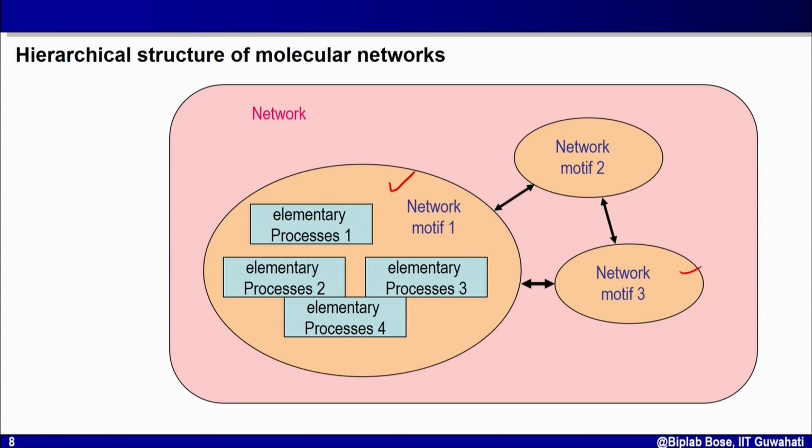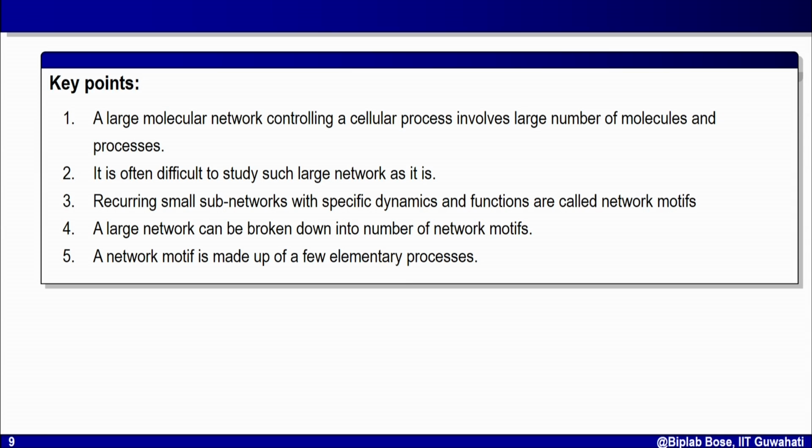So let us come to the key points that we discussed today. A large molecular network controlling a cellular process involves a large number of molecules and processes. It is often difficult to study such a large network as it is, whether you do it experimentally or mathematically. Interestingly, there are recurring small subnetworks, which we call network motifs, with specific dynamics and functions. So we want to break down the large network into small network motifs and try to study them or create mathematical models for them. A large network can be broken down into a number of network motifs. On the other hand, a network motif is made up of a few elementary processes.